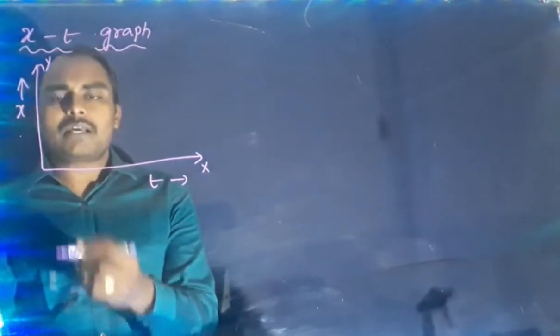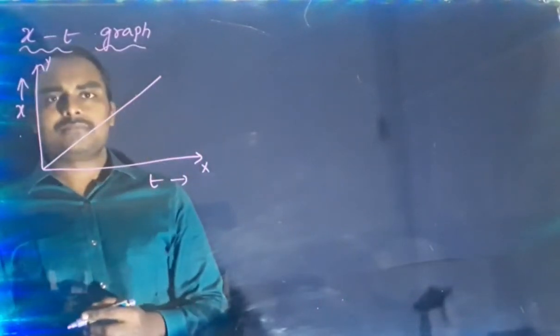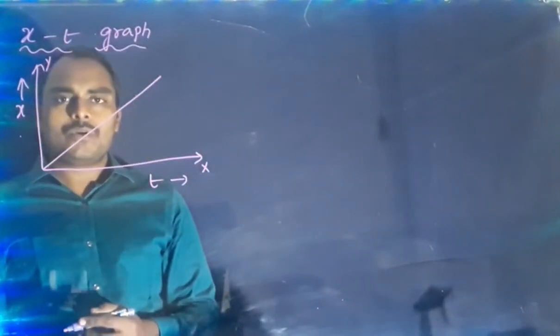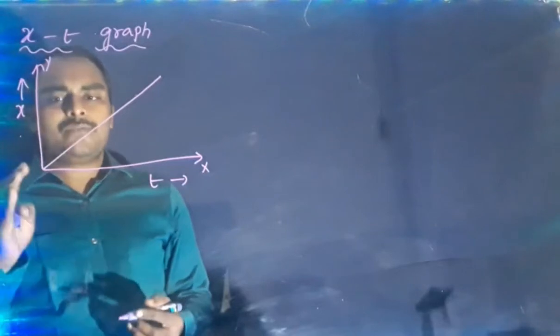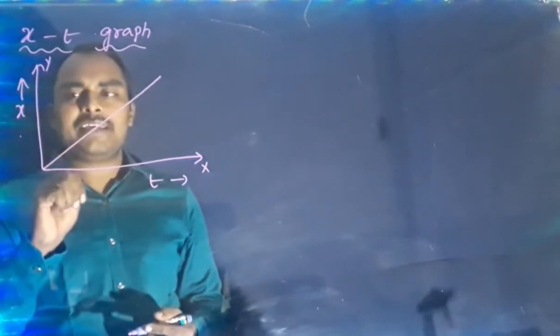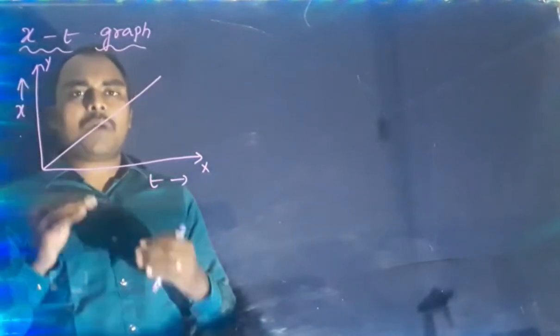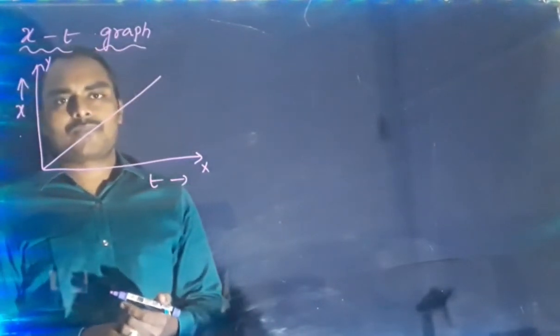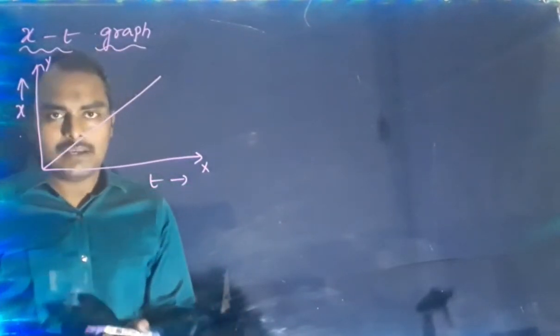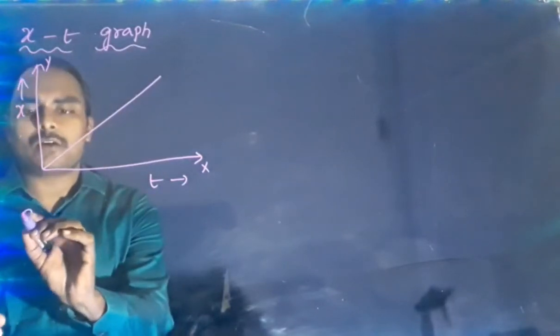So if the graph is a straight line passing through origin, that indicates if time is increasing, position of the particle is increasing. So the particle is in motion, the particle has some velocity. So let us find the slope of the graph.